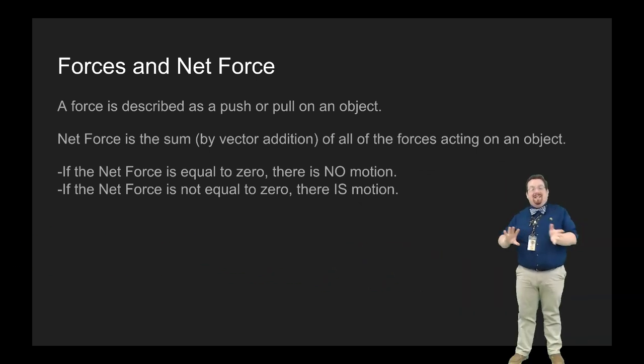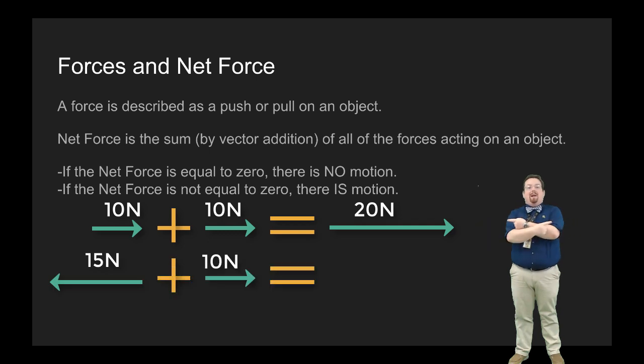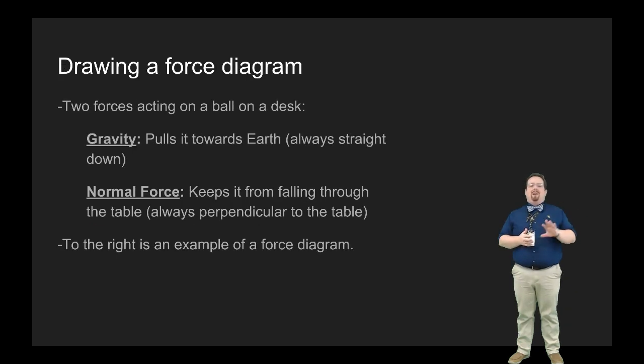When the vectors are in the same direction, we add their magnitudes, and when they're pointing in opposite ways, we subtract them. Then the direction of our net force would be whatever direction the larger force vector was. In order to examine net force a little more closely, we should probably start drawing some force diagrams. A force diagram shows you the object and all of the forces that are acting on the object.